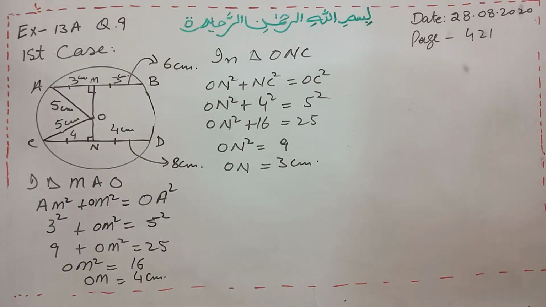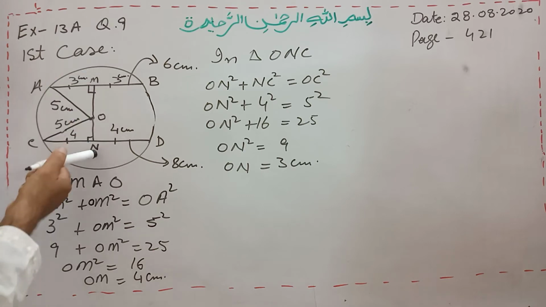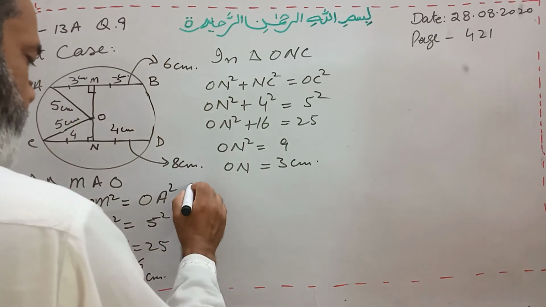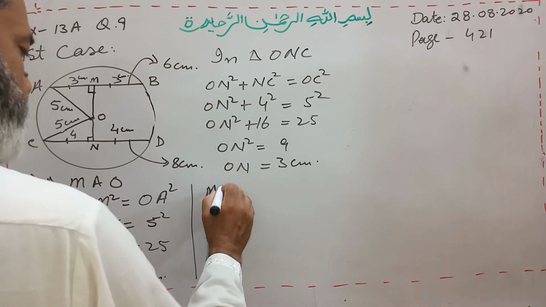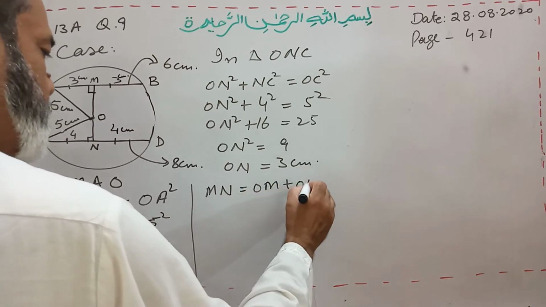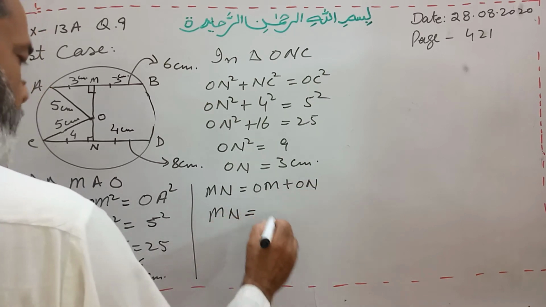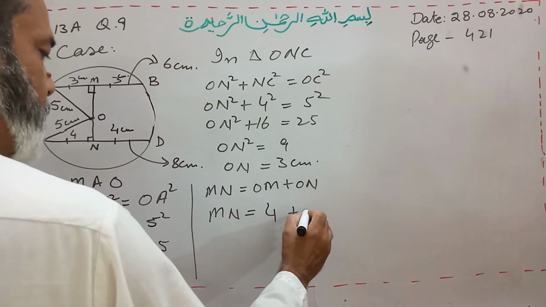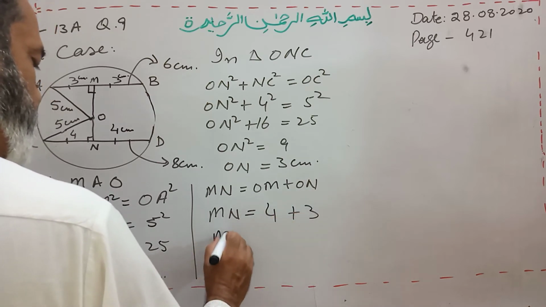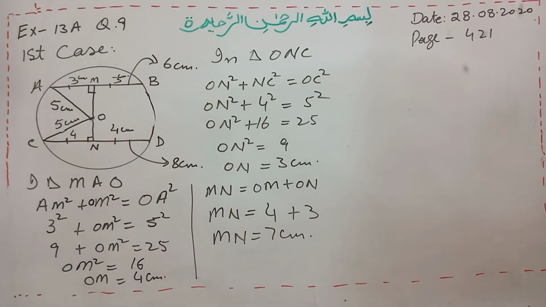So the distance between M and N will be MN. MN is equal to OM plus ON. OM is 4 and ON is 3. So MN is equal to 7 centimeters.